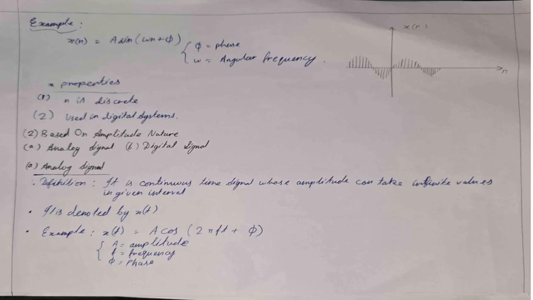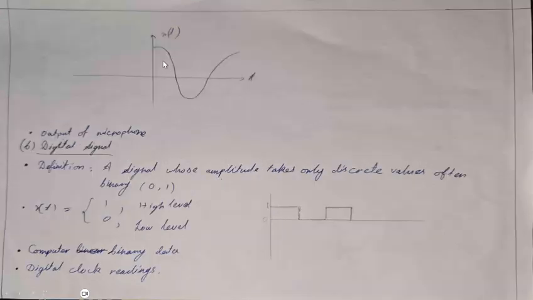A. Analog signal. Definition. It is a continuous time signal whose amplitude can take infinite values in a given interval. It is denoted by x(t), and its example is x(t) = A cos(2πft + φ). A is the amplitude, f is the frequency, φ is the phase. Here we can see the graph of this type of signal. In the output of a microphone we can get this type of signal.